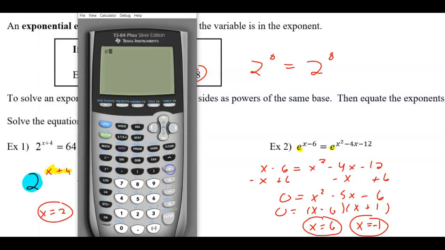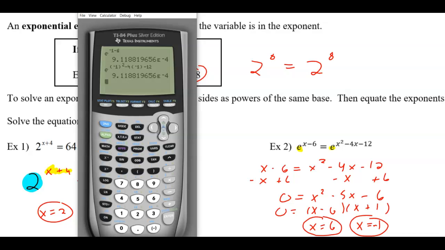So if I type in the left side, I do e to the, and we said x is -1, so -1 minus 6. That's the left side, and you can just leave that decimal in there. Remember that -4 is times 10 to the -4th, so that just means move the decimal 4 spots to the left. And then on the right side, we have e to the, now we have a negative number being squared. You need to make sure you put that in parentheses, minus 4 times, once again, we plug in -1 for x, minus 12. And you can see the left side is the exact same as the right side, therefore the answer is good.